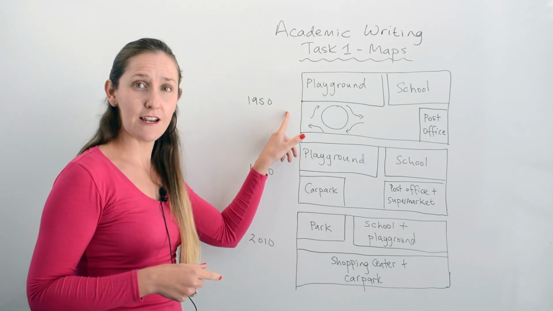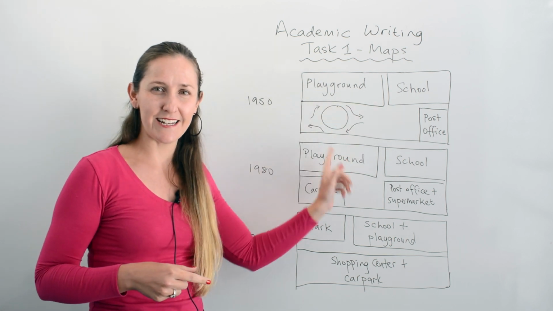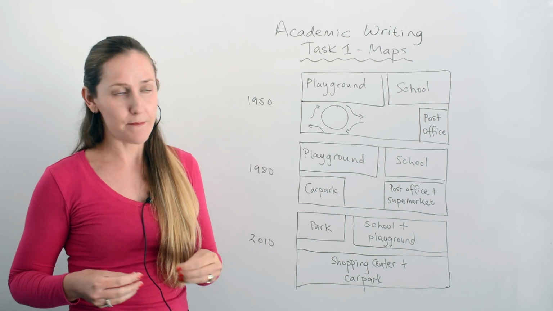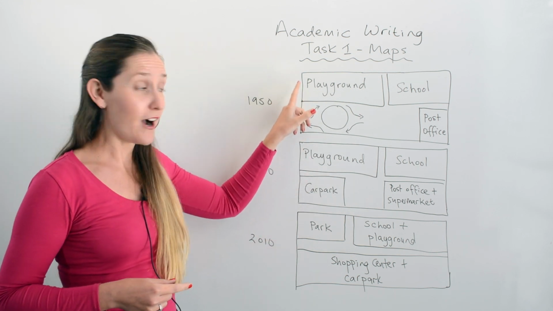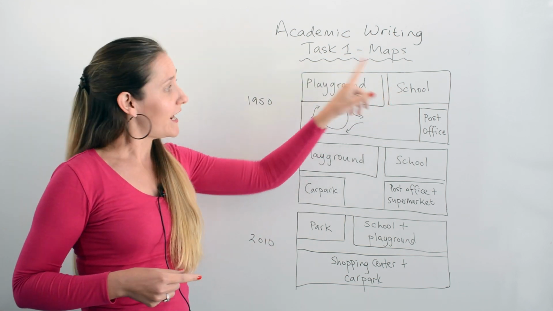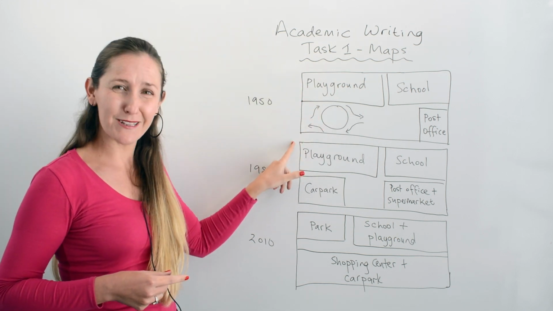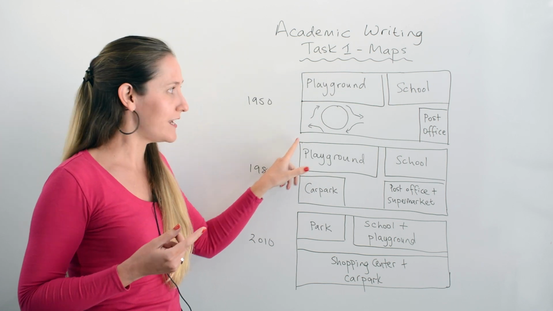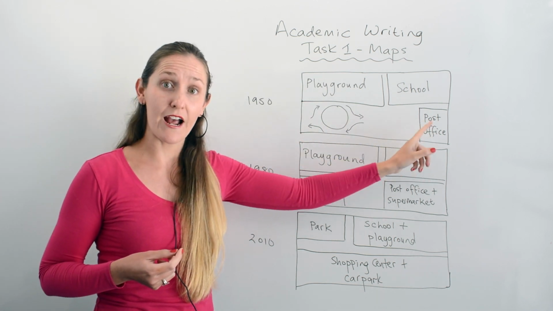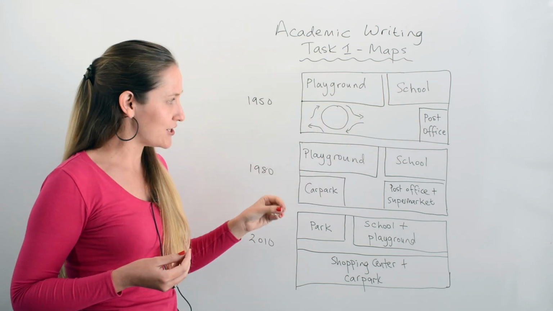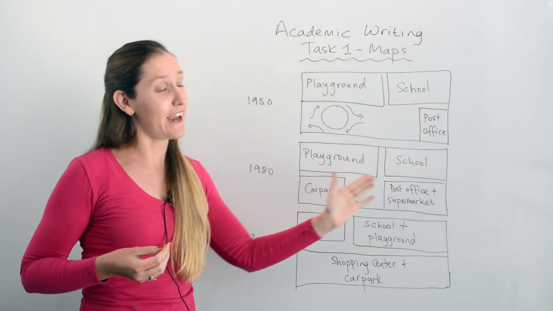All right, so what do I do first? Well, I look at the 1950 map and I analyze it in sections. So let's analyze the sections of the map. In the top right corner, I have a school. In the top left corner, I have a playground. In the bottom left corner, I have a roundabout. And in the bottom right corner, I have a post office. Let's see how the maps have changed after this initial layout.